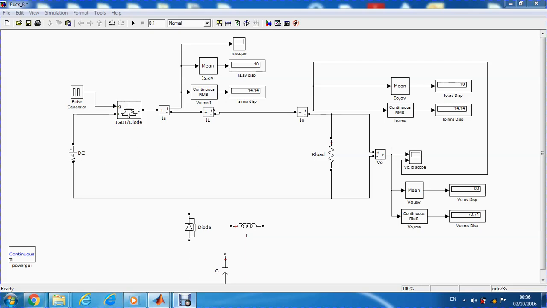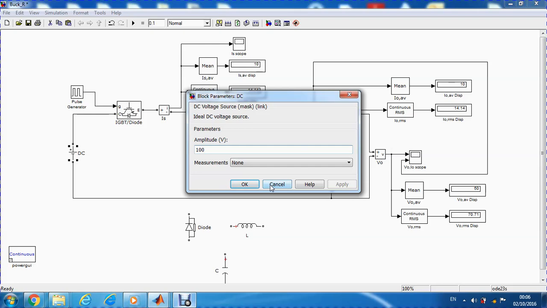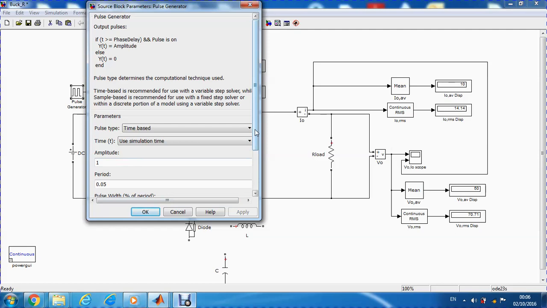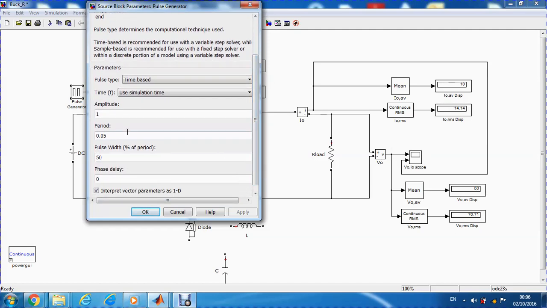As you can see here, we have a DC power supply, and I have chosen 100 volts, and there is a pulse generator. On that menu you will see I can select the frequency of the pulse generator, the period, which is 0.05, which means 20 hertz, and I have chosen the pulse width to be 50% at this stage. We will come back and see the effect of changing the pulse width on the output performance.